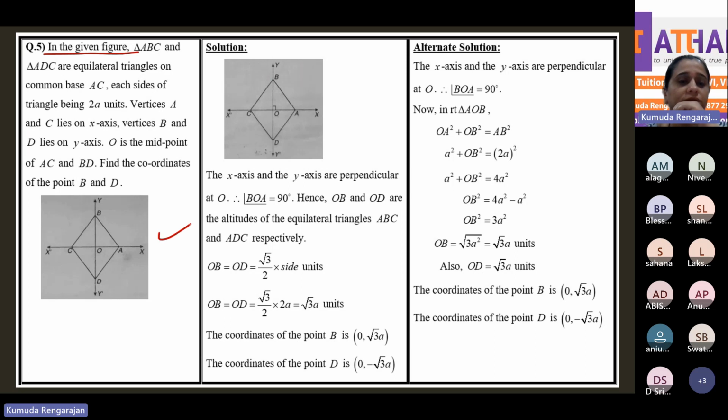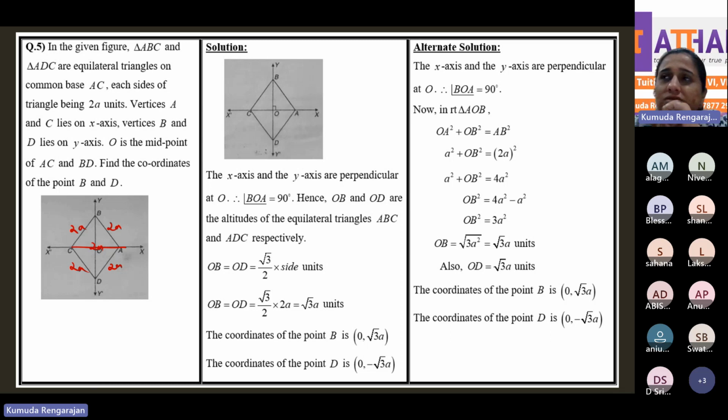In the given figure, triangle ABC and triangle ADC are equilateral triangles on the common base AC. So this one is an equilateral triangle, this one is an equilateral triangle, both of them have the same base AC. Each side of the triangle being 2a units, it's equilateral, right? So this is 2a, this is 2a, this one is also 2a, this is 2a, this is also 2a.